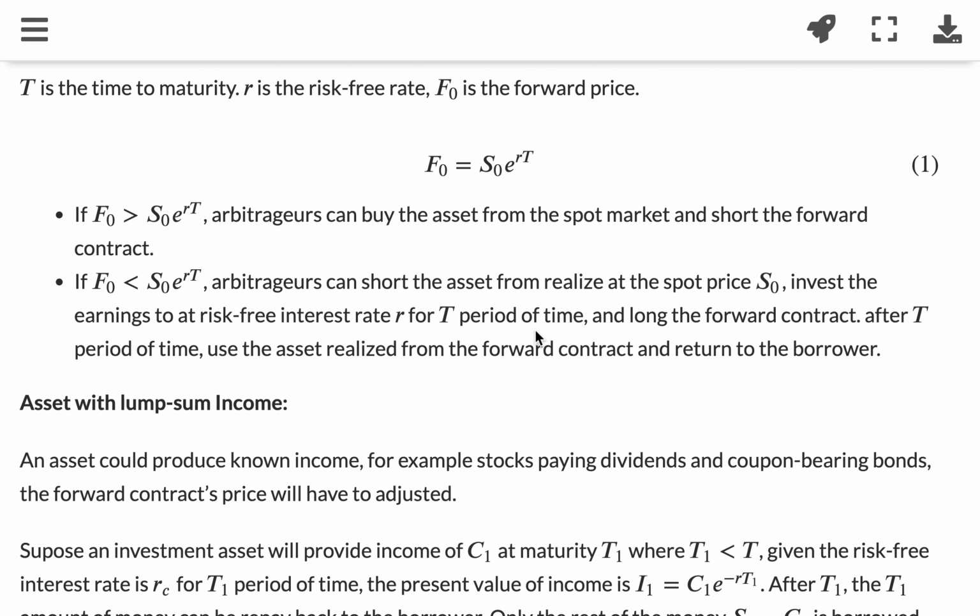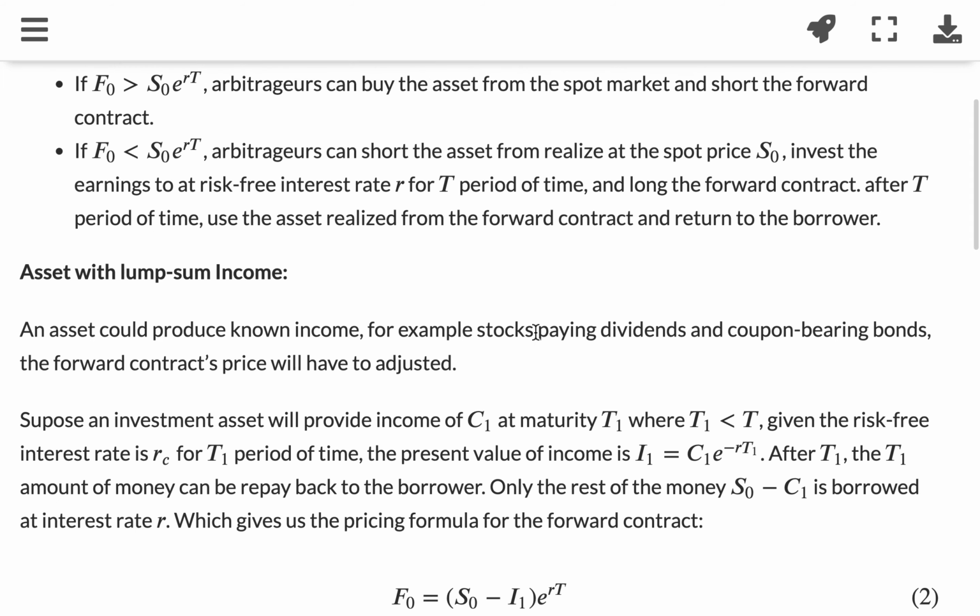The opposite case is the same. There's also arbitrage. If F0 is less than S0 e^(RT), then the arbitrageur can short the asset and realize the spot price S0, invest the earnings at the risk-free interest rate R for a period T, and long the forward contract. After period T, use the asset received from the forward contract to return to the lender. So you get a profit of S0 e^(RT) minus F0, the same as the other direction.